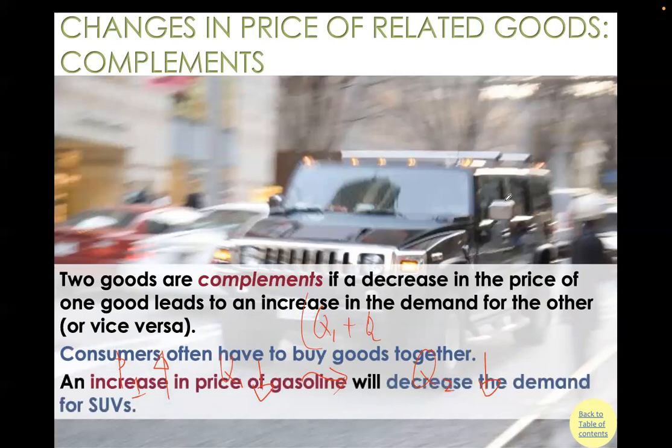To summarize here, consumers often have to buy goods together. This is called complements. An increase in the price of gasoline will decrease the demand for SUVs. Right, so this is an example.